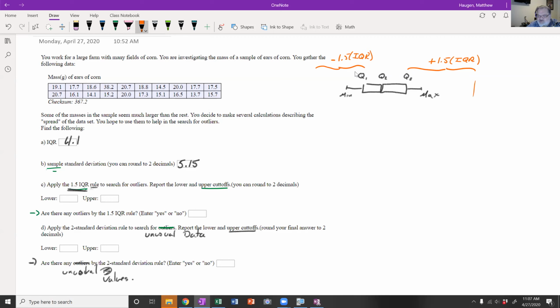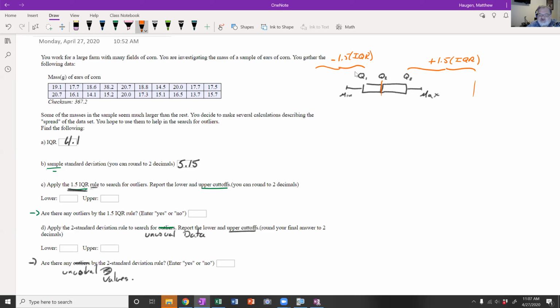We have to be careful. It's very common, and this might have been what you had done, Olivia, for that 22. It's often common to want to add and subtract them to the median, to that Q2. But we've got to add them to the Q3 and subtract them from the Q1.